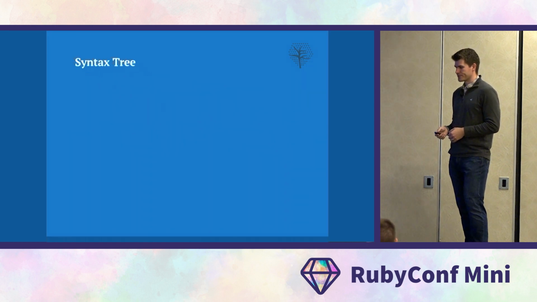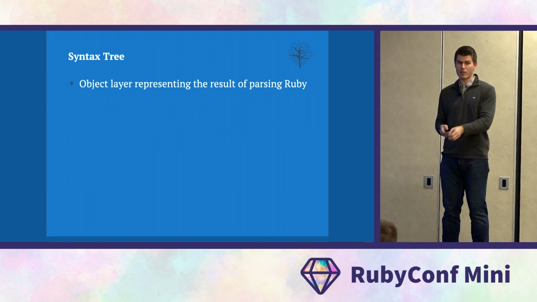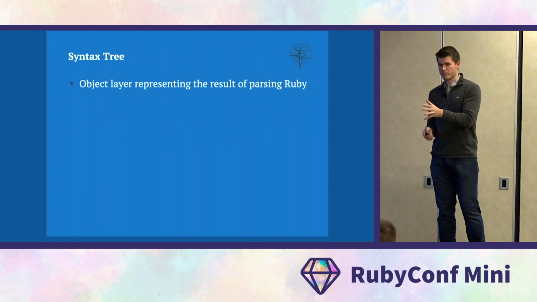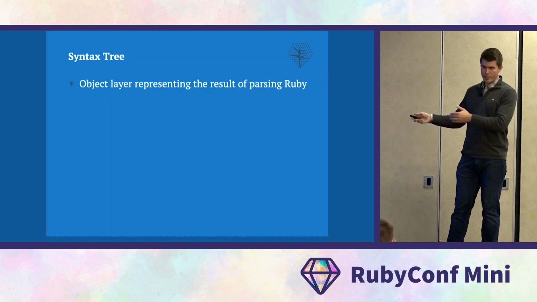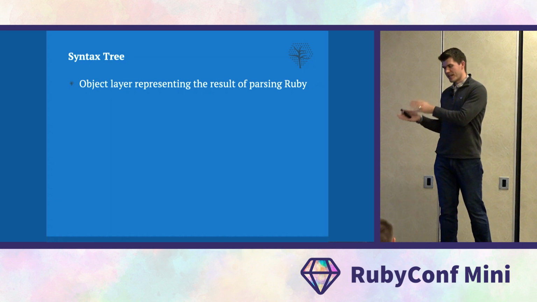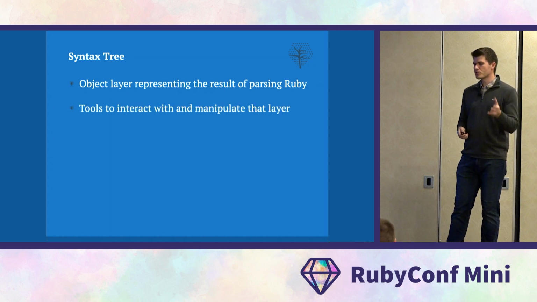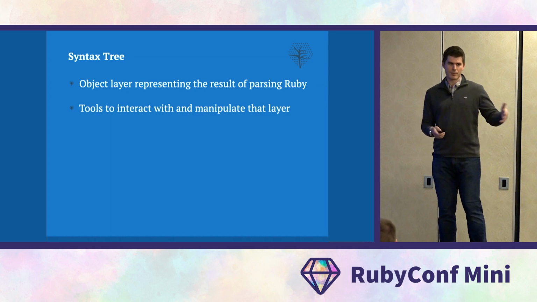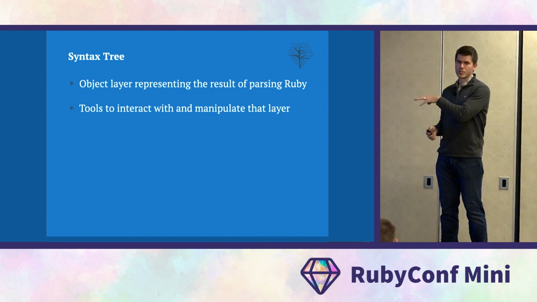So, what is syntax tree? Syntax tree is an object layer representing the result of parsing Ruby. It itself is not a parser, but it takes the result of parsing and provides this object layer that I just described for English, it provides it for Ruby. As opposed to having the 9 nodes that I showed you, it has 151, but it's the same concept. And it also provides tools to interact with and manipulate that object layer on top of the result. So if you need to parse Ruby to do something like linting, formatting, static analysis of any form, or mutating the tree, code mod, like there's myriad applications, this provides the tools to go and do that.